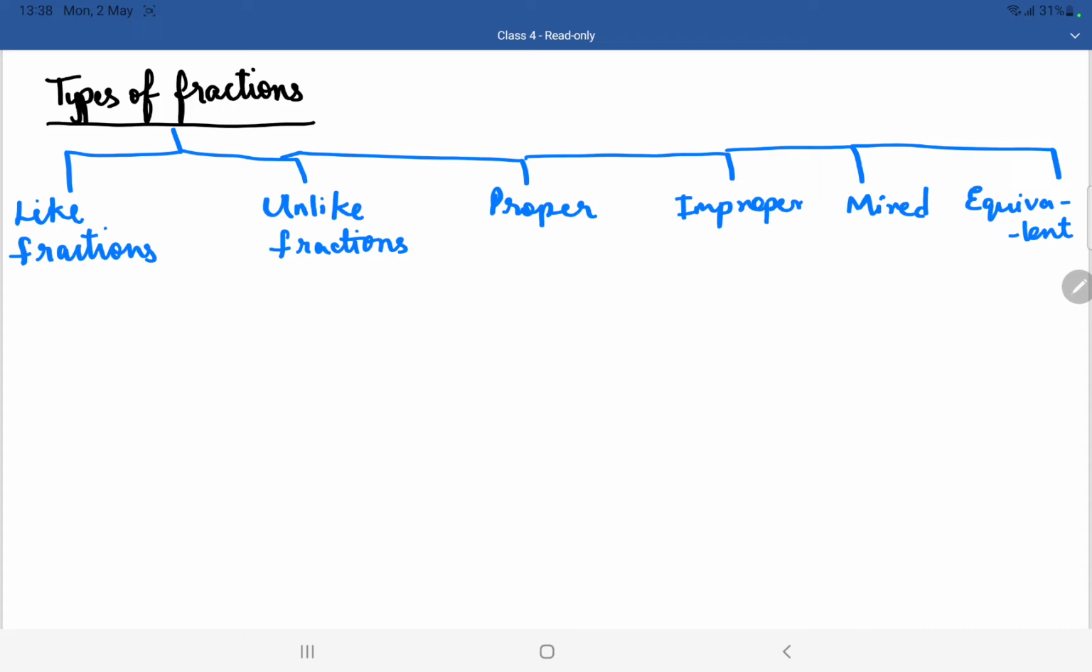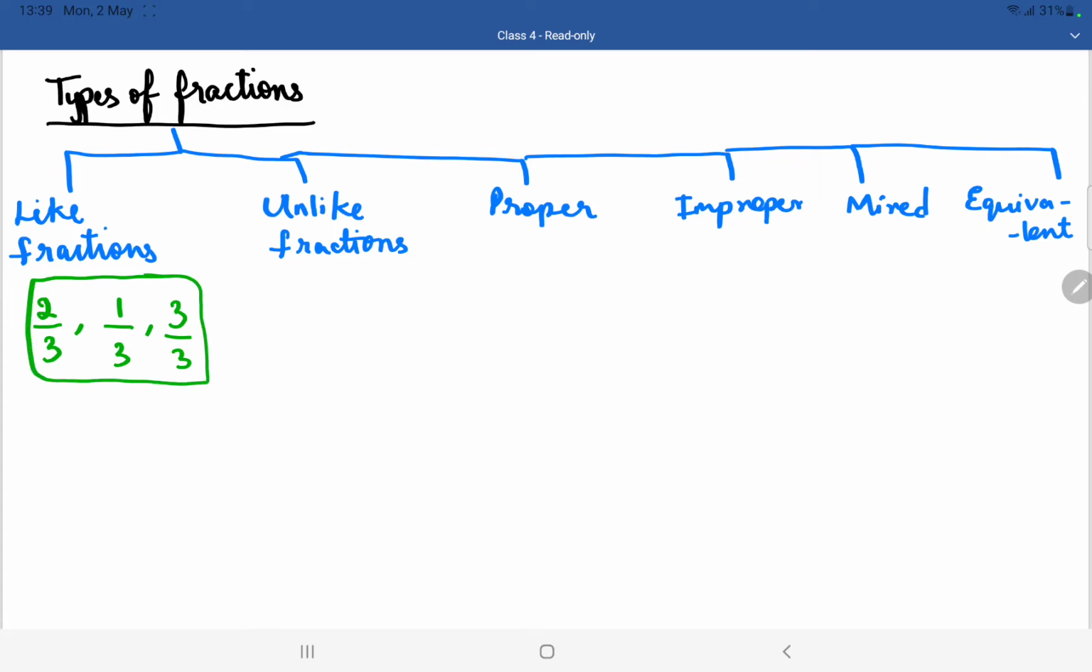Coming to the first type of fraction, that is like fraction, when two fractions are having the same denominator, then it is known as like fraction. For example, 2/3, 1/3. So both are having the same denominator. So these both fractions are known as the like fractions. Whenever two or more fractions have the same denominator, then they come under like fractions.